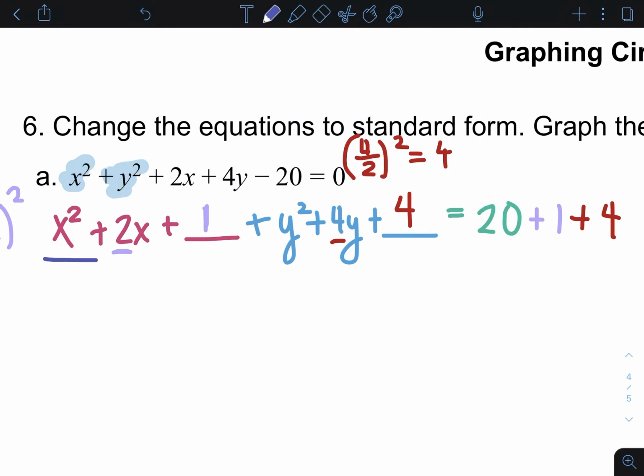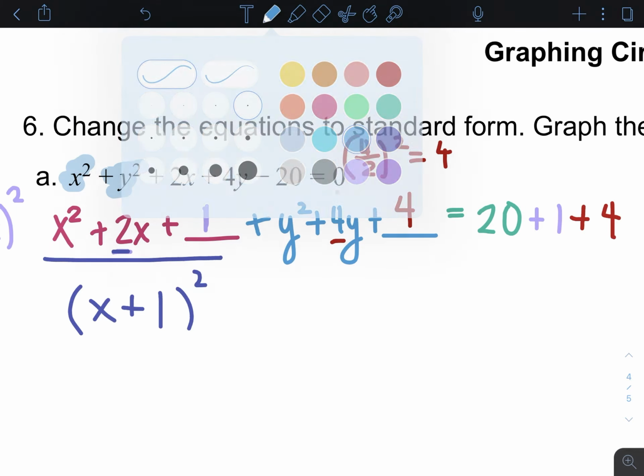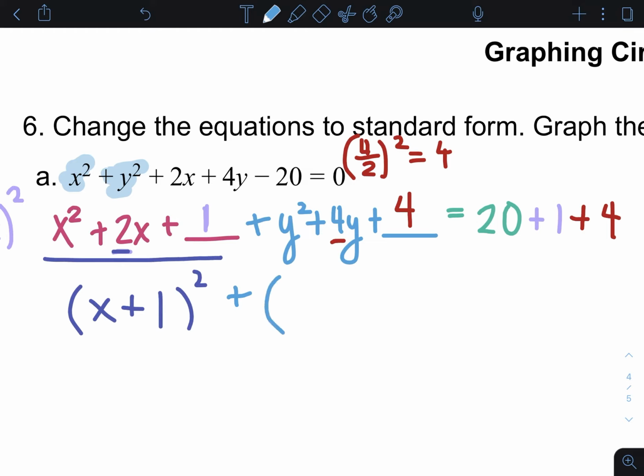So this x squared plus 2x plus 1 is going to become x plus something squared, and that something is just this 2 divided by 2, which is a positive 1. So that completes that square. Over on the y side, this 4 divided by 2 is equal to positive 2, so that completes my square there. And on the other side, I have 25.